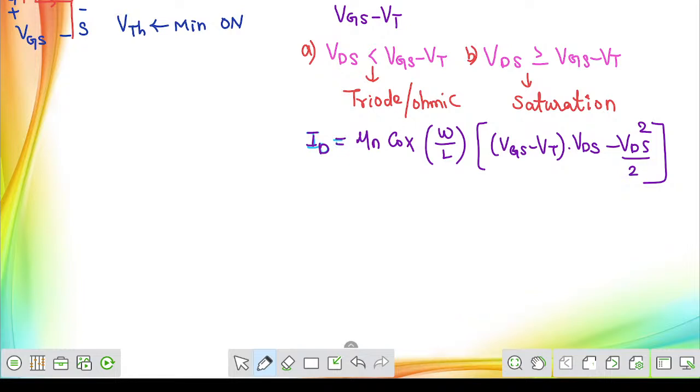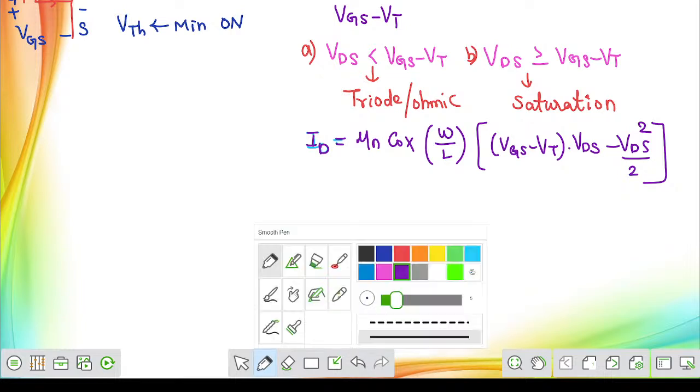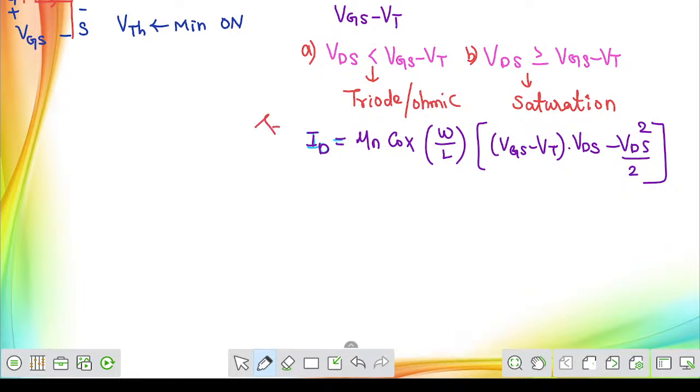Sir, is this formula applicable for both regions? Can we use this formula for both the triode region and the saturation region? If you are asking that question, then our answer is no. This formula is not a generalized formula for both regions. This formula is applicable only for the triode region or ohmic region. So you can use this formula there.